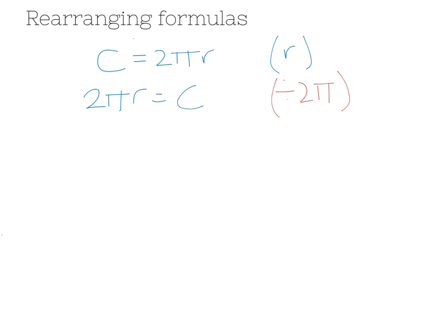So on the left, the 2 pi divided by 2 pi just leaves us with r, and on the right it's c divided by 2 pi. So now we have the equation transposed or rearranged, so it's in the form r equals.